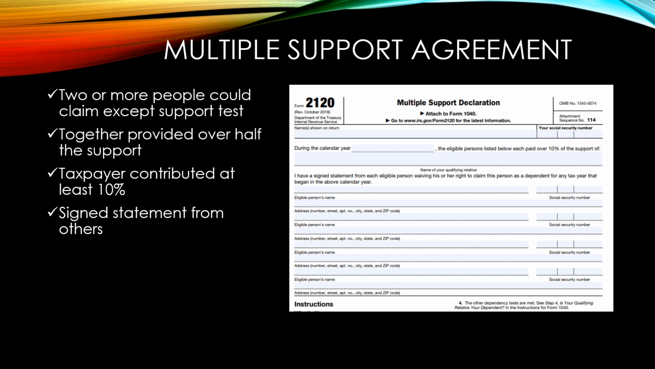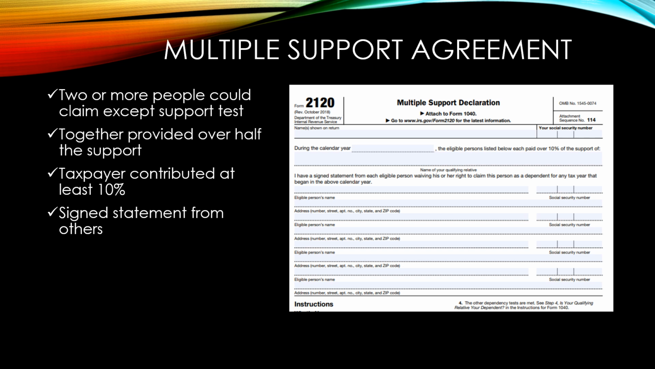And as promised, here is how a multiple support agreement works. This is often in the case where siblings are supporting a parent together. They have some sort of agreement where more than one sibling contributes toward the support of a parent. In this case, two or more people could claim this person as a qualifying relative except for the support test. So they pass the relationship test and they pass the gross income test. It's just that support test.